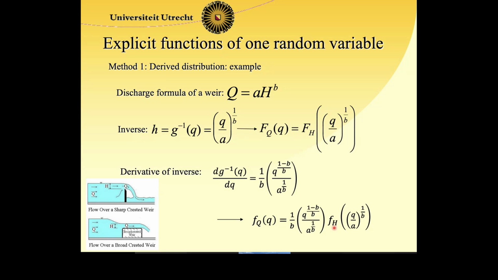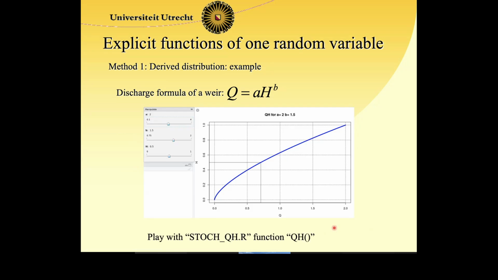Okay, let's move on. If you want to play around a little bit with this formula, there is this R script called stoch qh.r. You have to run it once, and then in the console you just type in this function qh, and you get this. You can play around with the A and the B and the H a little bit to see what the effect is. This is just a deterministic one. You can also do some other analysis with it, as I show you later.